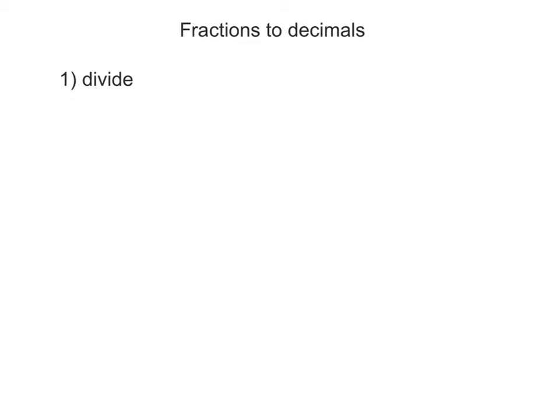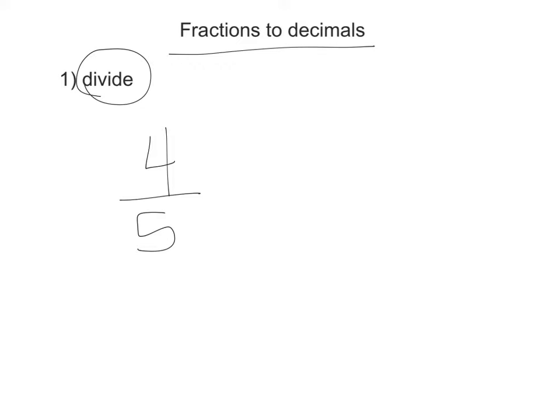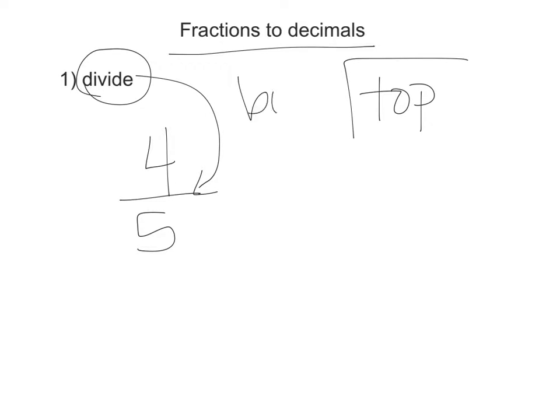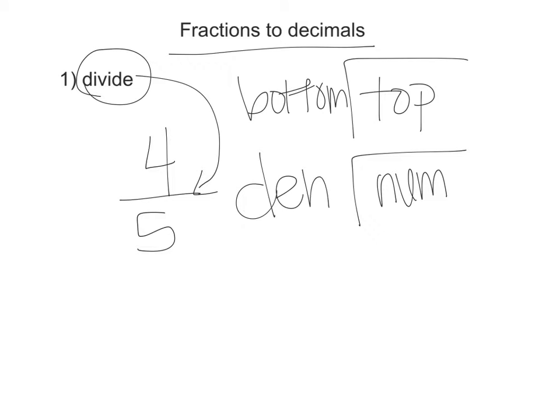Alright, let's first talk about moving fractions to decimals. This should be review. This is something that we've talked a lot about. Remember, when I have a fraction like 4 over 5, that means to divide. The top number, or the numerator as we call it, goes in the box, and the denominator on the outside.